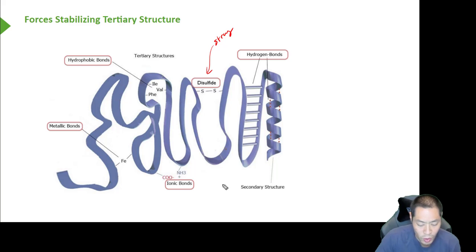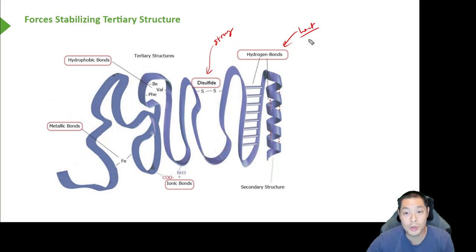But the rest of these aren't that bad. So metallic bonds are kind of more ions. Ionic bonds are kind of important. But these are easily broken up by heat. So that's what's happening when you cook something. Other things, you need some chemicals.